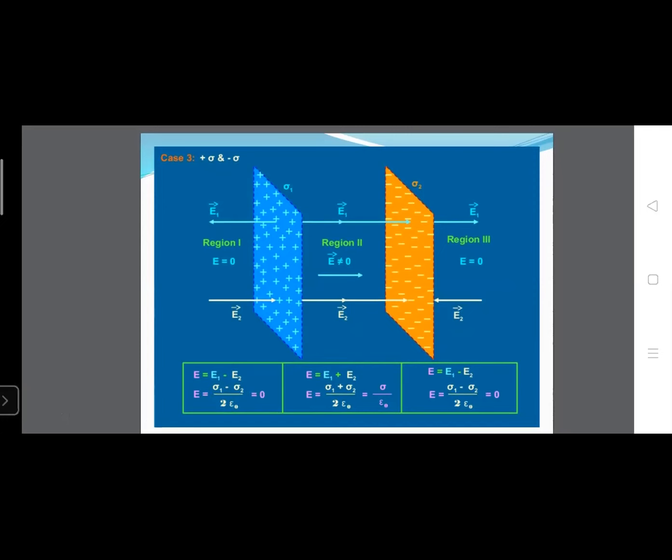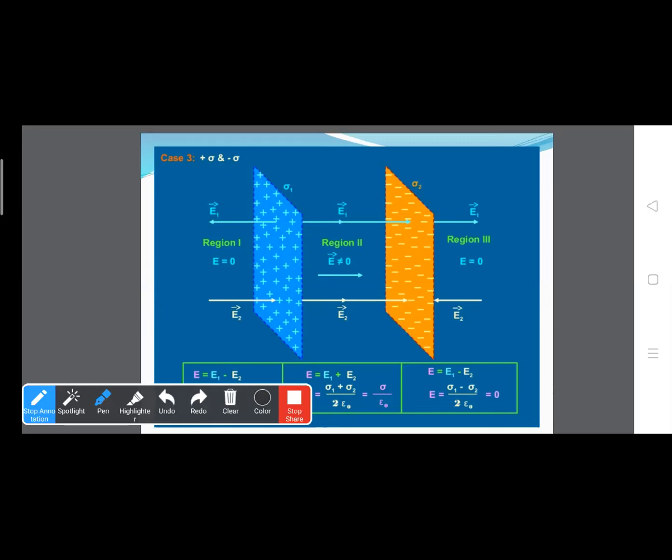Here sigma is the same in both places, so the electric field will be 0 in region 1, and the electric field will also be 0 in region 2. And the electric field will be 0 in region 3. The electric field for region 2 is given by E1 plus E2, since the electric field due to both plates will be in the same direction. So E1 plus E2 equals sigma upon epsilon naught. Okay, so I think this is clear to you.